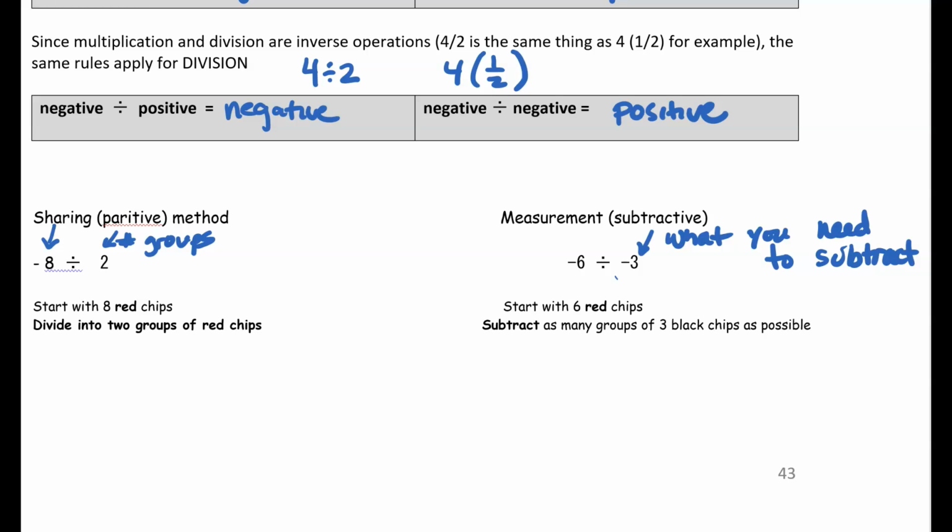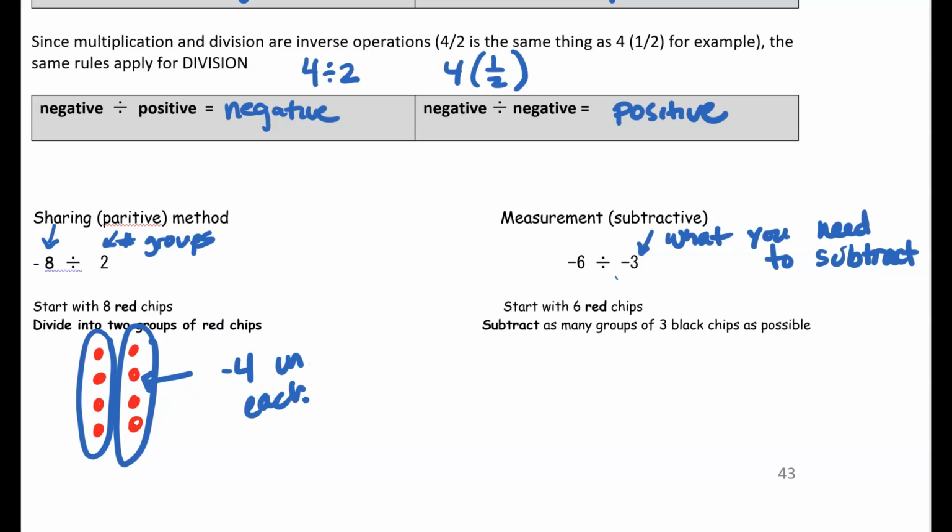So with the sharing method, we're going to start with 8 red chips. And then this tells us to make 2 groups. And then the answer is what's in each group. So there are negative 4 in each group. So the answer is negative 4.